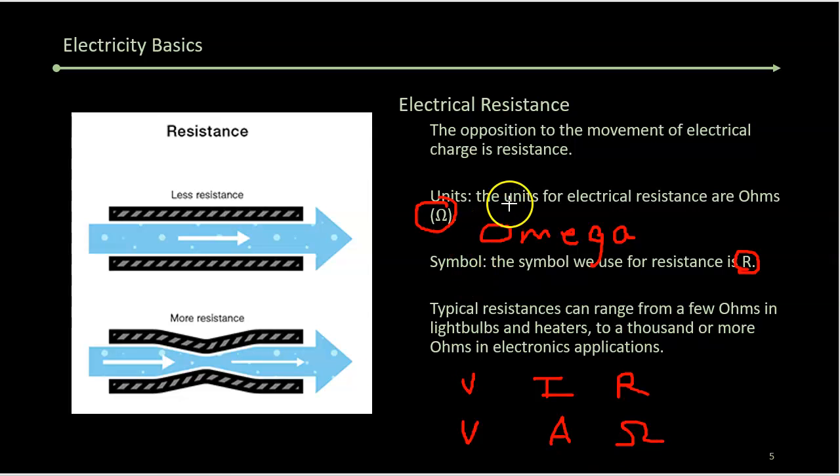Okay, so the typical resistance can range from a few ohms, like in light bulbs, in heaters. So something that's intended to get really bright or really hot is going to have a low resistance. But then you get to thousands or more ohms in electronics applications.